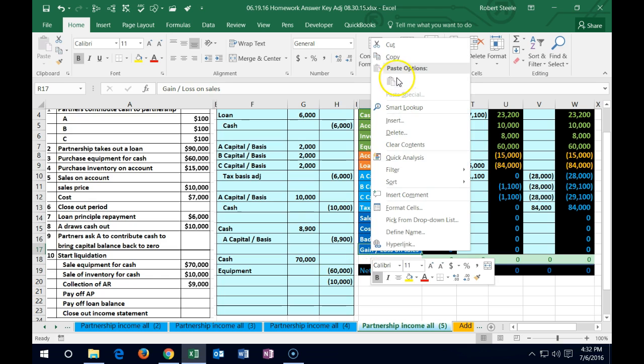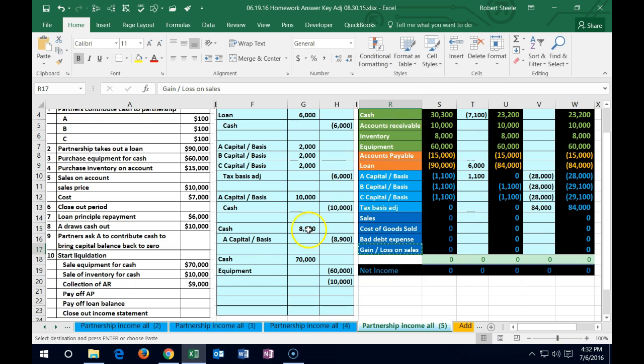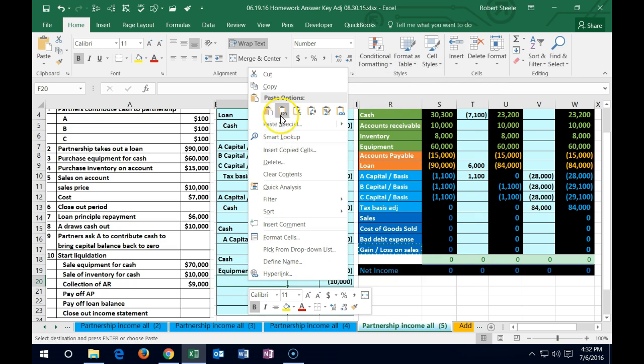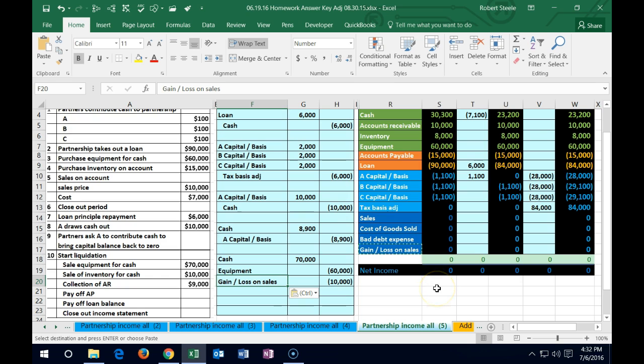But we're going to put that in here. We're going to say gain loss on sale. It's going to be an income statement account, increasing the income statement. So if we post this out, then we're going to say cash.